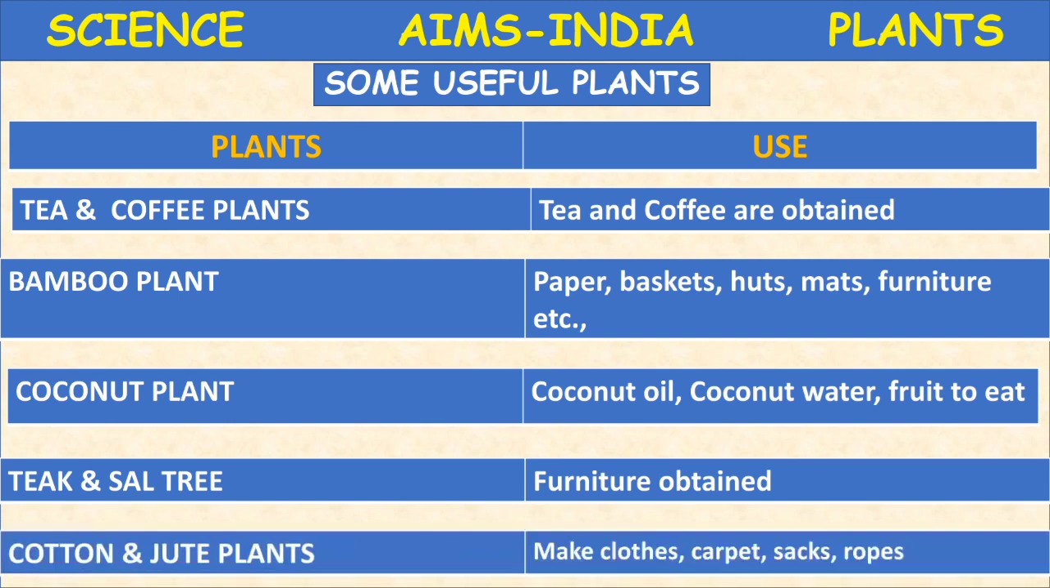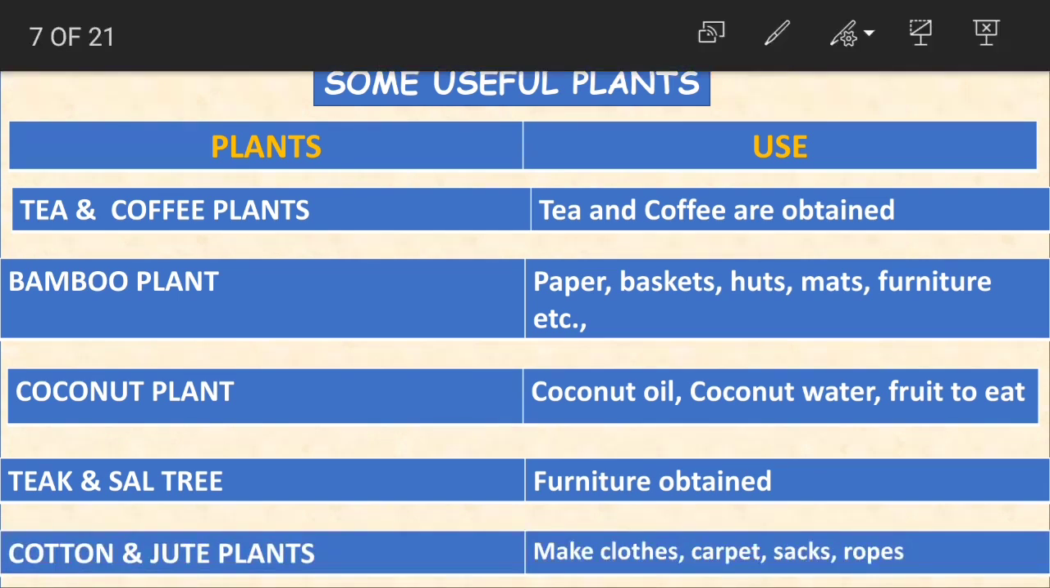We get paper, baskets, huts, mats, furniture. So many advantages of bamboo plants. And now coconut plant. What do we get? Coconut oil, coconut water and fruit to eat. It is very good for health also. It gives so much energy.